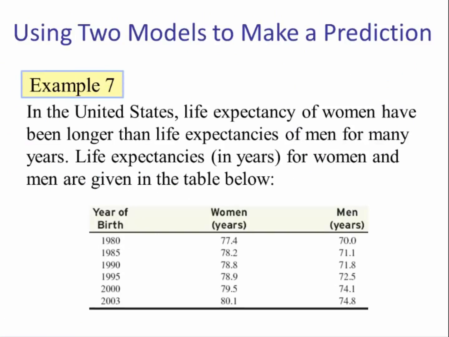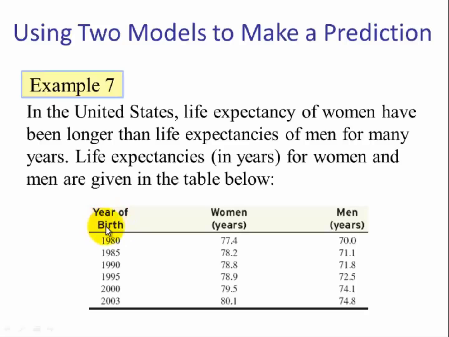Using two models to make a prediction. Example 7. In the United States, life expectancies of women have been longer than life expectancies of men for many years. Life expectancies in years for women and men are given in the table below.